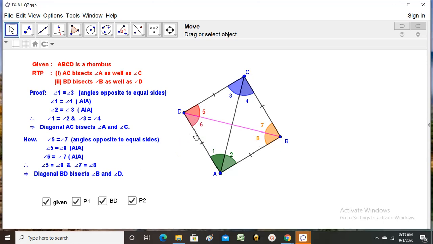Okay, 7, 8, 5, 6 are equal. Therefore diagonal BD bisects angle B as well as angle D. Did you understand this problem?